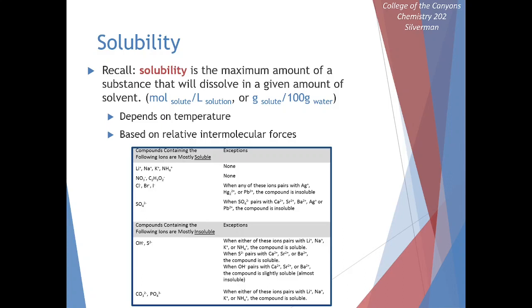In the past, we maybe have seen solubility. This is the maximum amount of a substance that's able to dissolve. We can have this in grams per 100 grams of our solvent. We could have this in moles per liter of our solvent. This solubility depends on our temperature. For solids dissolving into liquids, the solubility increases at higher temperatures.